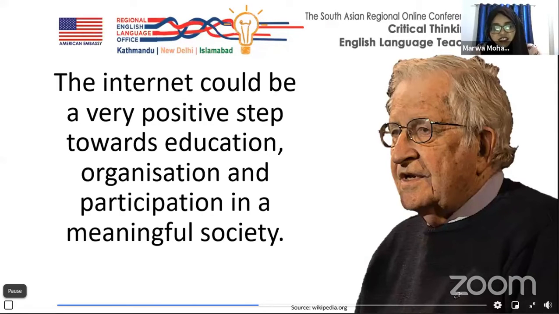So this is a very nice quote, because the internet is a very positive thing. It is positive for education, organization, and also participation in a meaningful society. So that is the point, that it is a very positive thing for society as a whole.